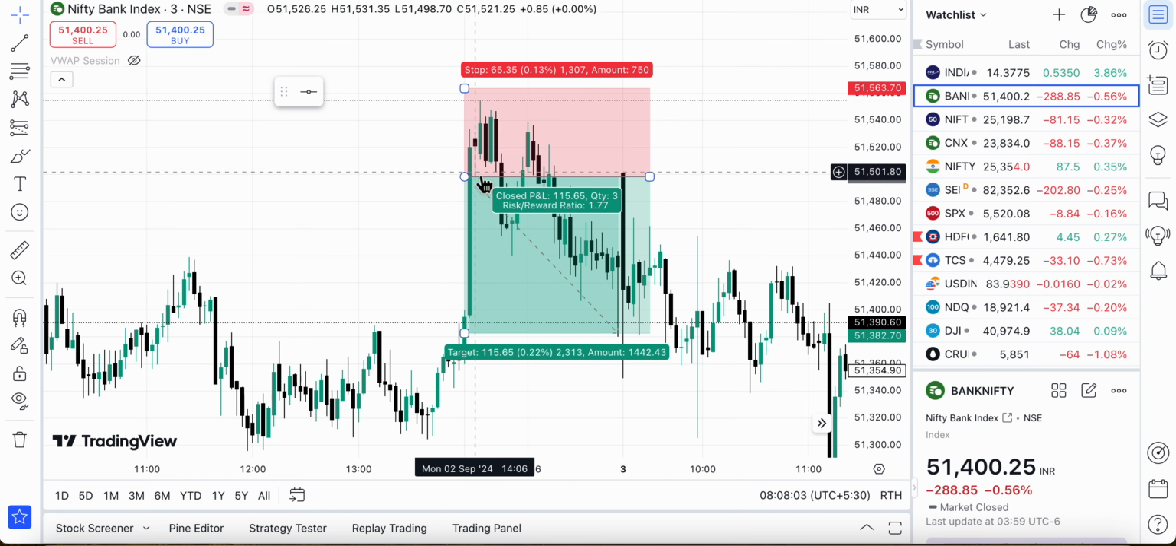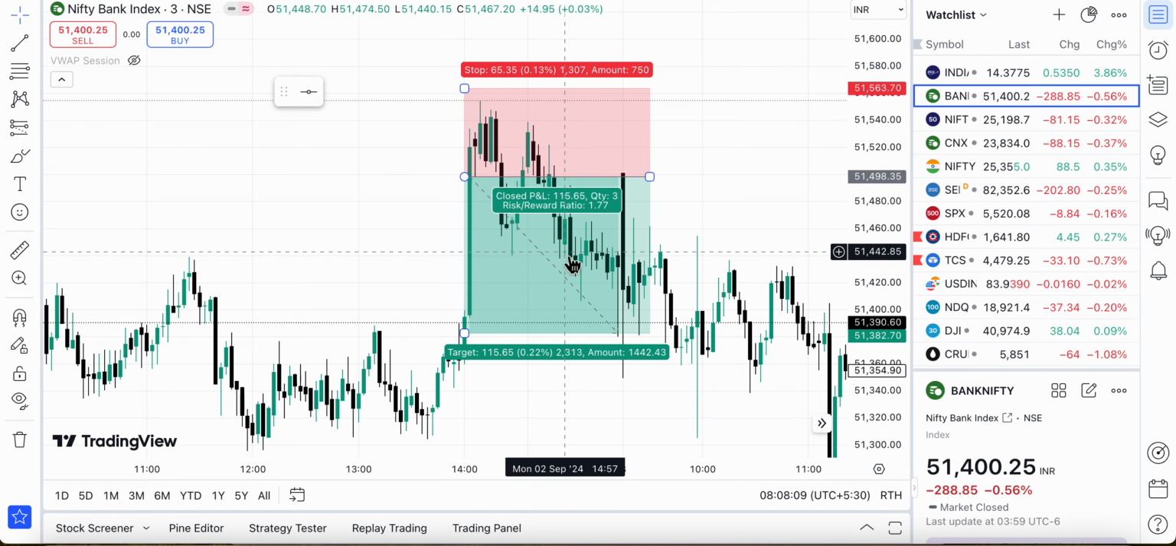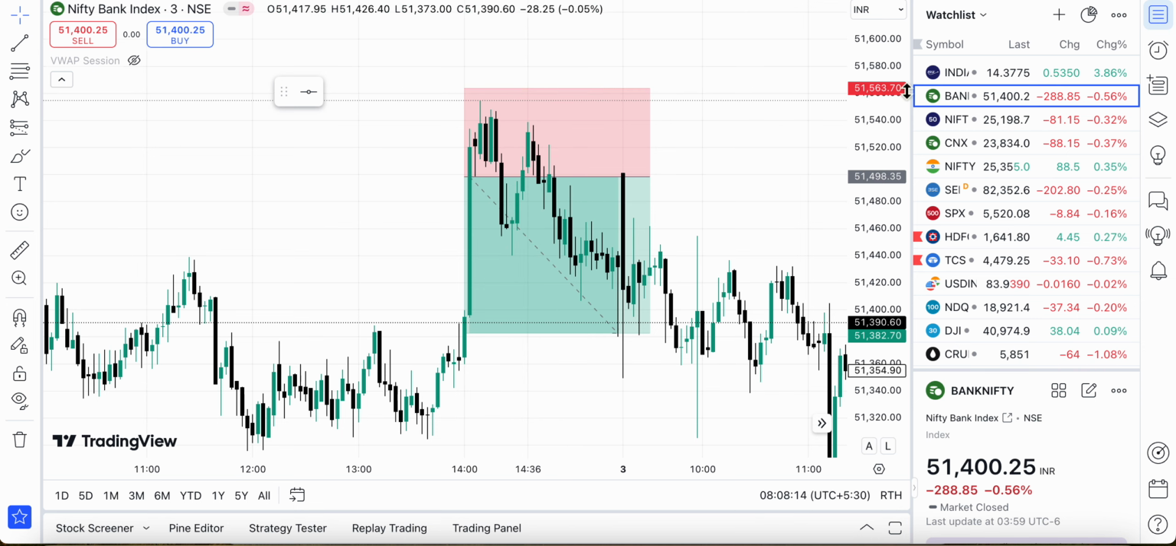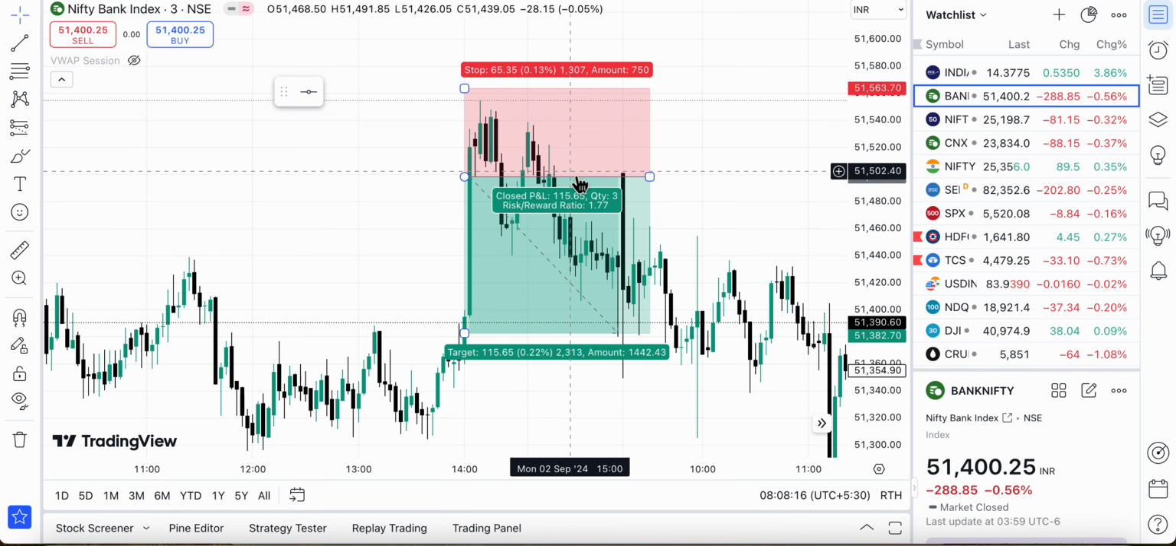So let's take the high and low of the first and the second candle. If it breaks down, I'm going to take the sell entry. My upper level, which is my SL level, is 51,000. My entry level is 51,498, and the target will be depending.